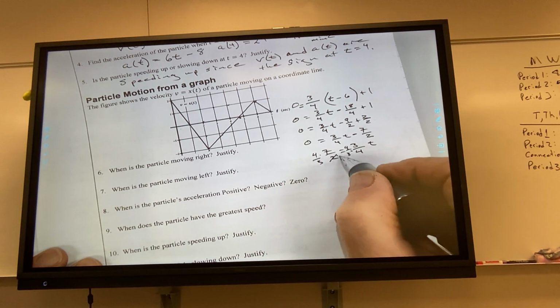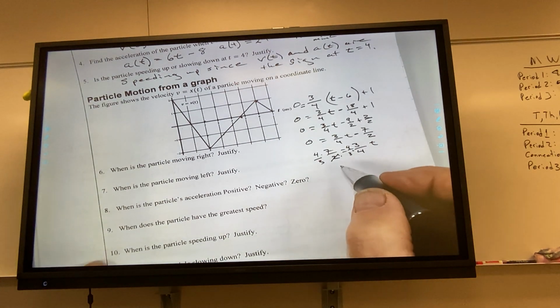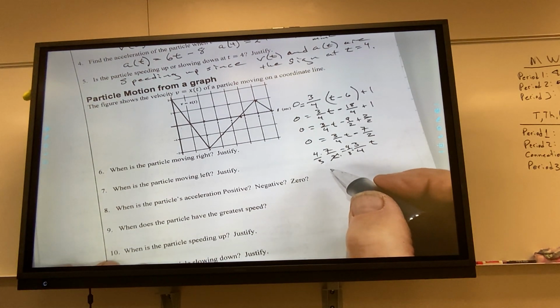I got 14/3. 14/3. Perfect. I did it a different way. I just divided by the 3/4 from a -1. Okay. There's always a better way.